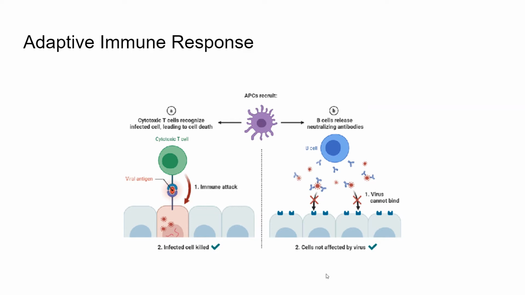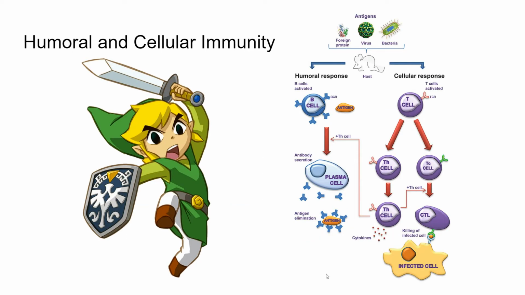There are two main branches associated with the adaptive immune response: the humoral immunity and cellular immunity, or sometimes it's called cell-mediated immunity. Both of those are correct.